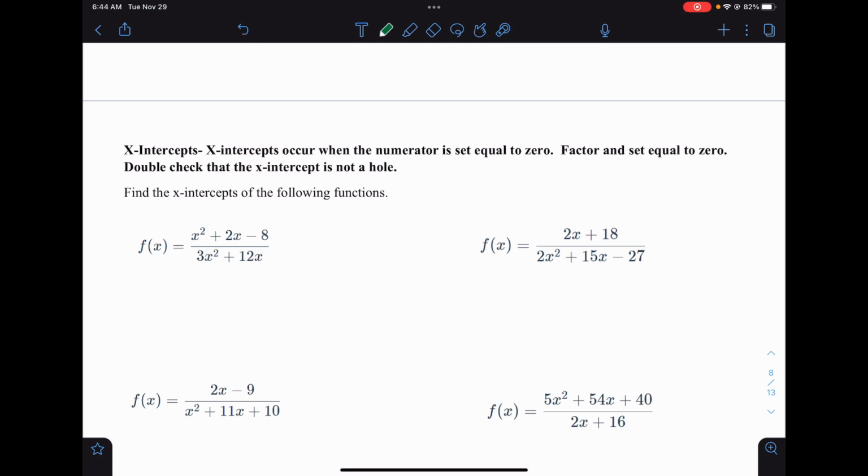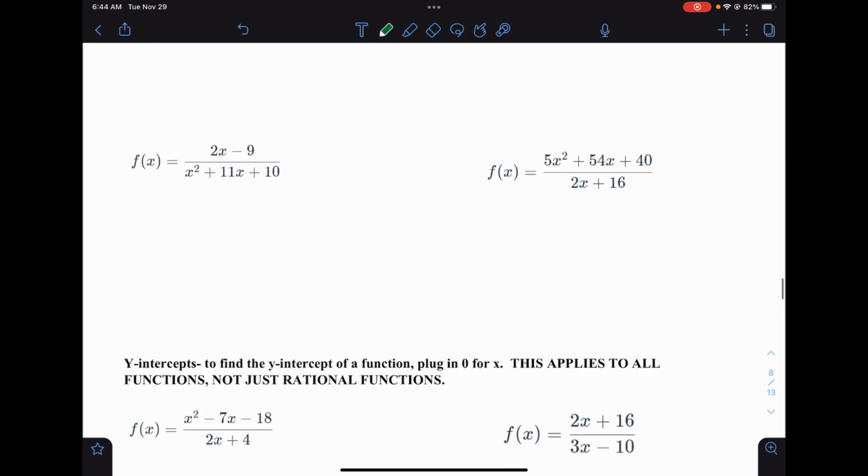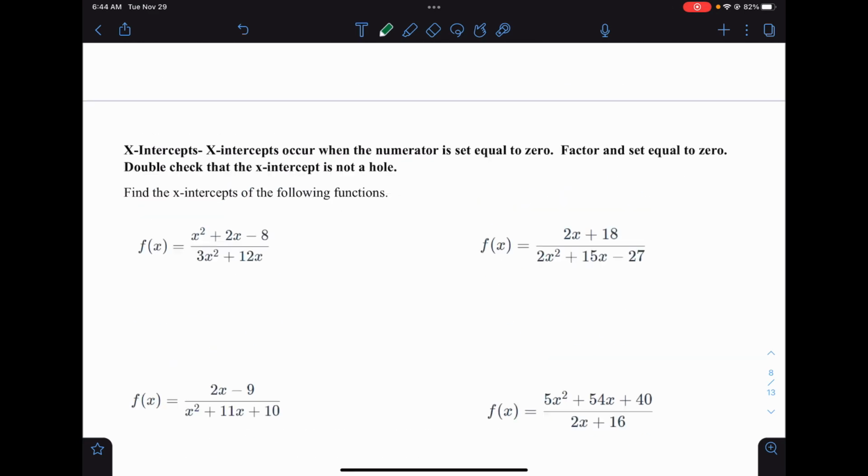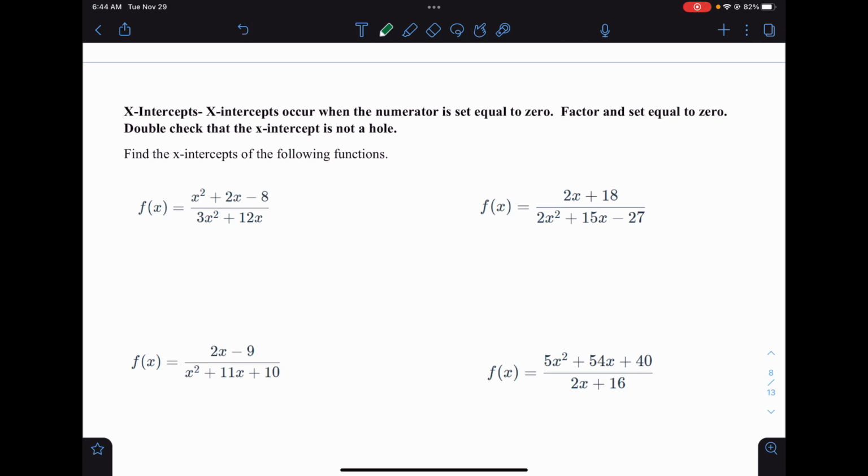All right. Next thing we're going to talk about is x-intercepts. X-intercepts occur when the numerator is equal to 0. So basically what you want to do is take the numerator and set it equal to 0. However, one thing you have to double check is that it's not a hole. So first you check to see if you have any holes, then you set the numerator equal to 0.